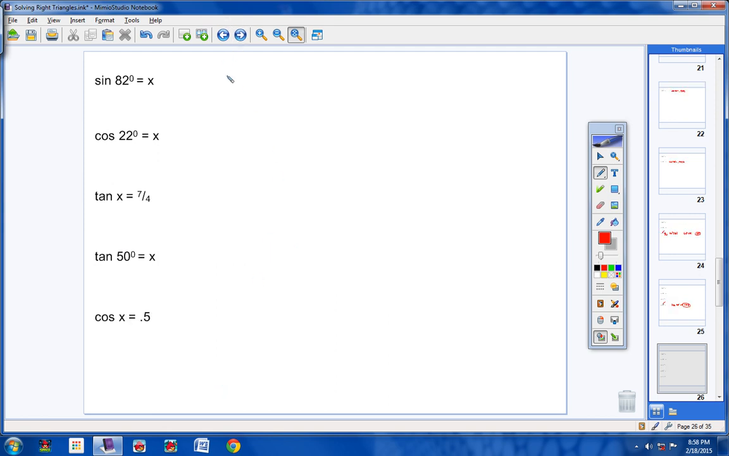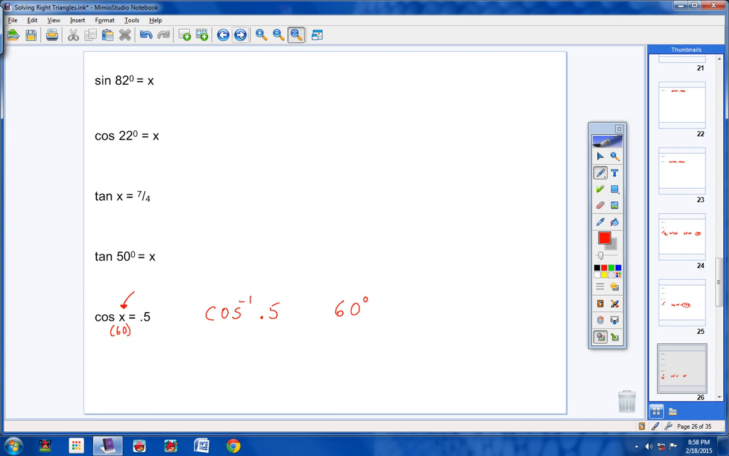Let's try another one. Cosine of x equals 0.5. Now, students, one question for you. Am I missing the angle? Well, in this case, I am. The angle that I'm taking the cosine of is missing right here. So whenever you're missing the angle, that's when you use your inverse button. So go ahead and hit cosine inverse, and then type in 0.5. Inverse cosine, and then 0.5. And the angle is going to be 60 degrees. So that means the cosine of 60 equals 0.5. So you found the angle.